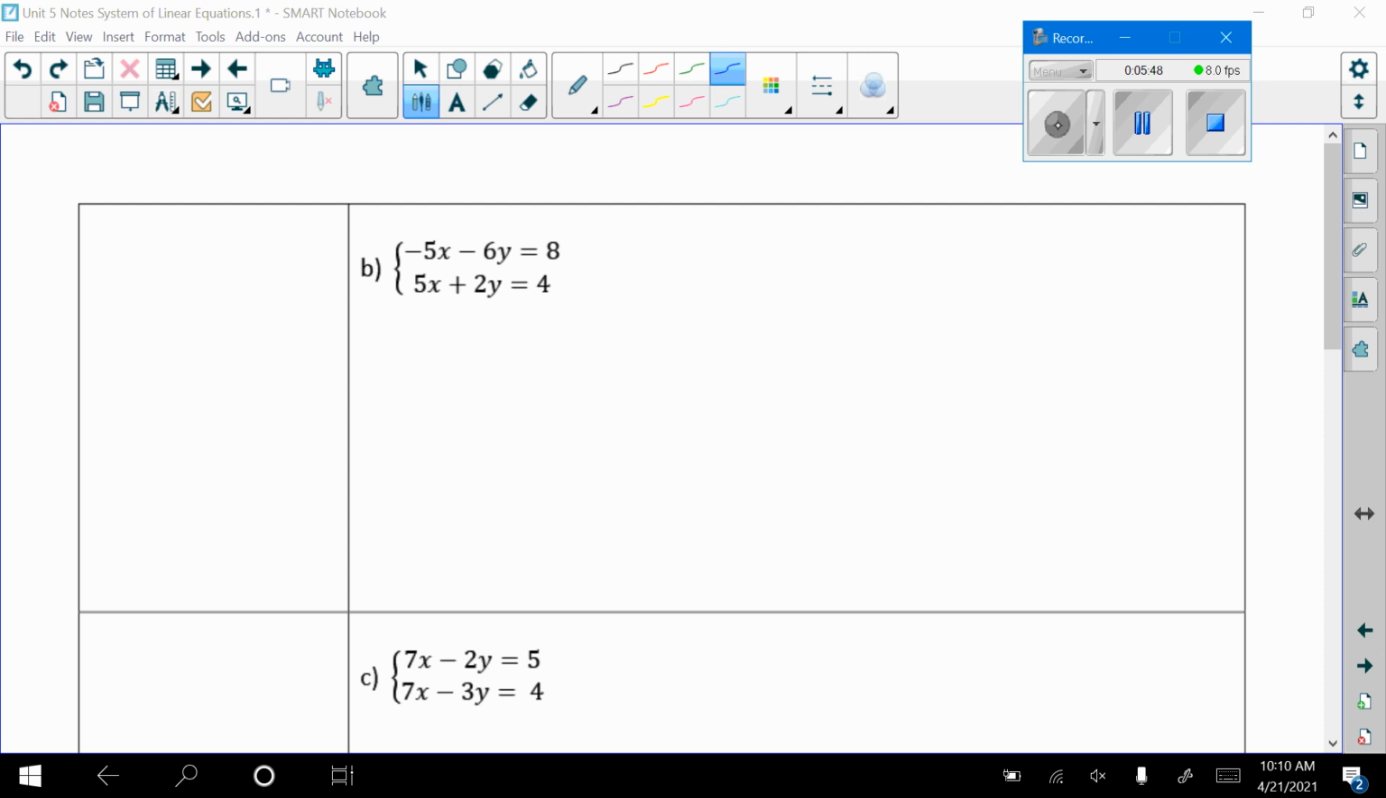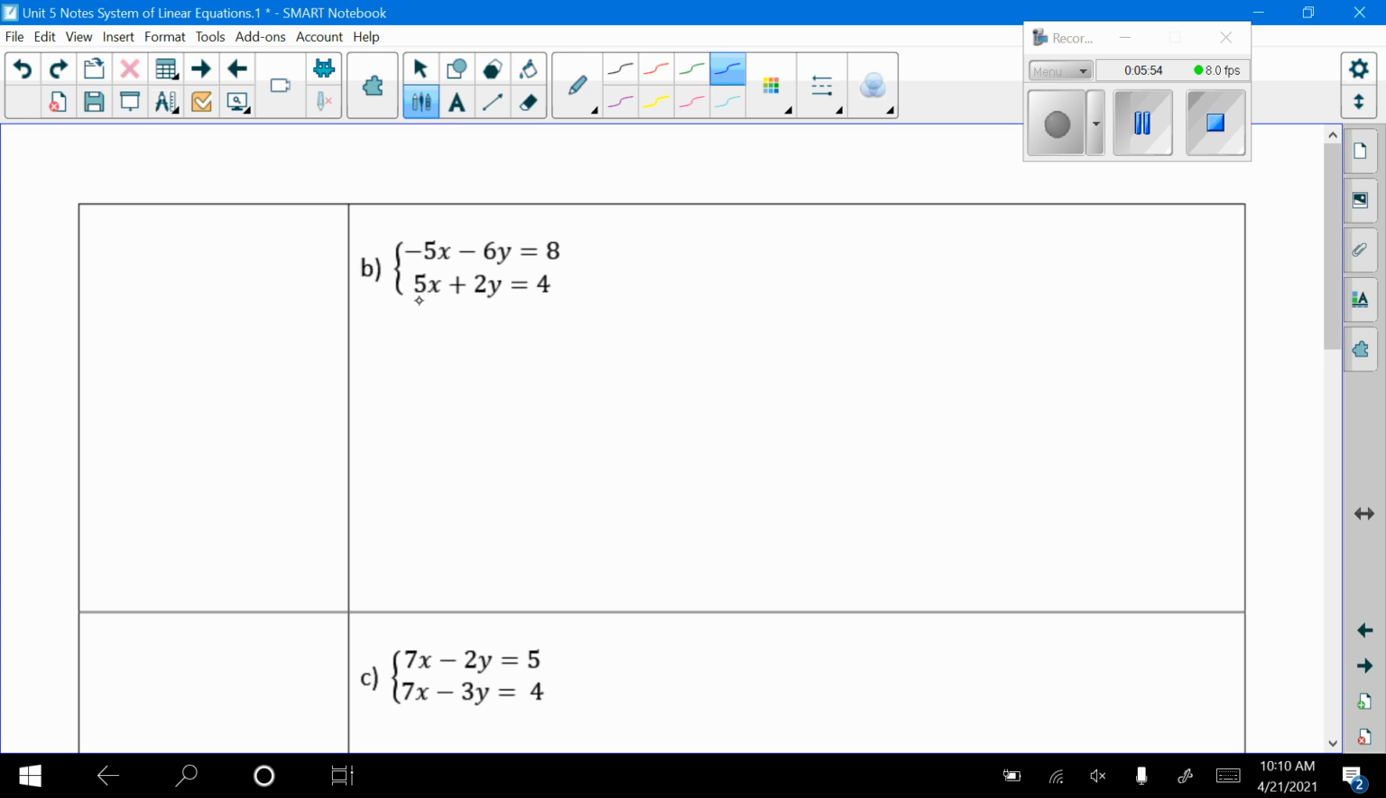Okay, so as I look at this, they're already lined up, x's, y's, plain numbers. And my x's look like they're going to cancel, so I'm just going to put a line straight underneath them. Cancel that out. I get negative 4y equals, add those together, and I get 12. Divide by negative 4, y is equal to negative 3.